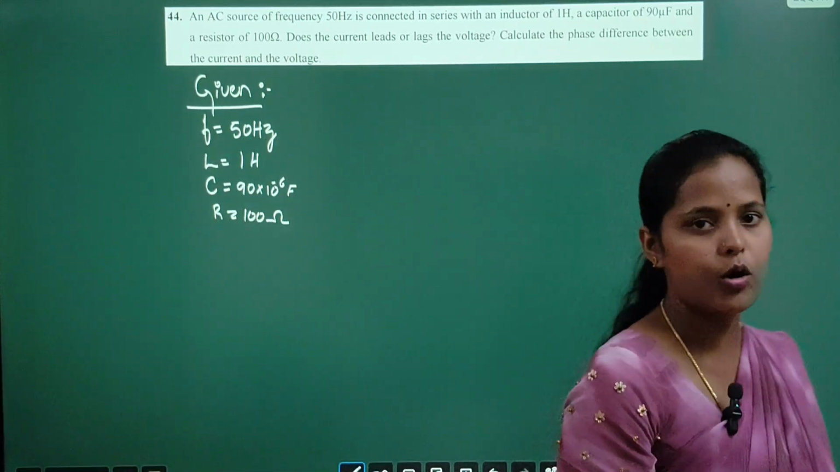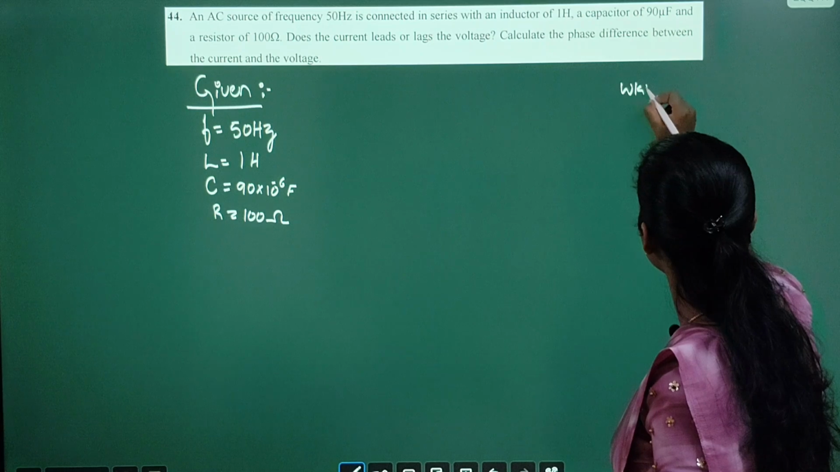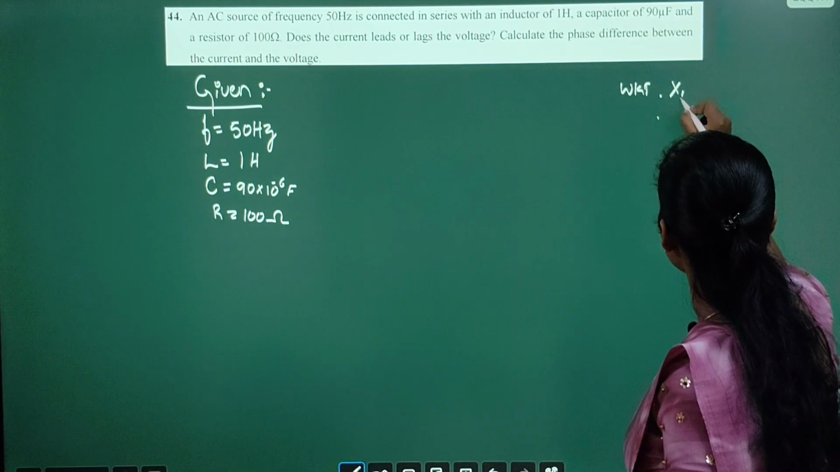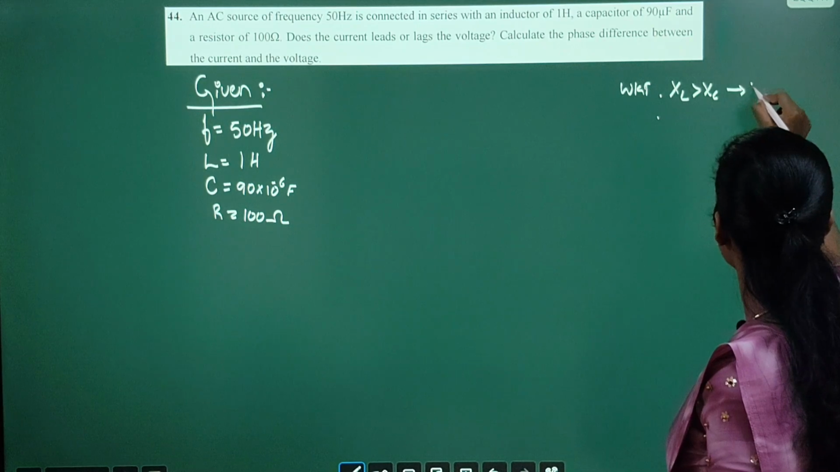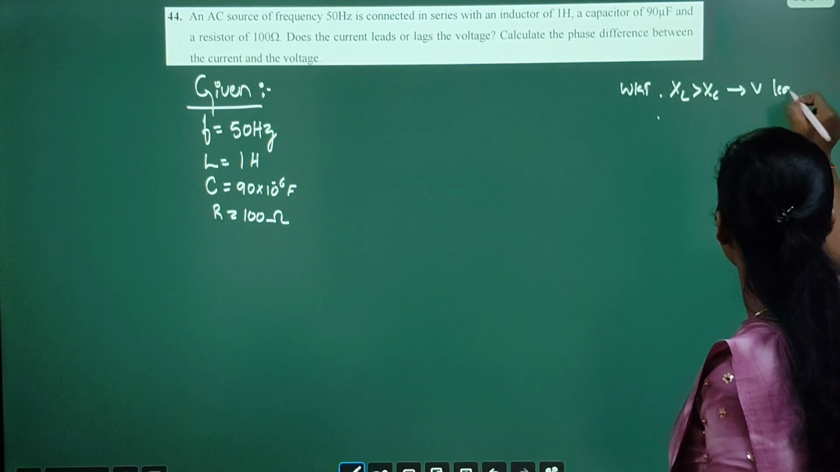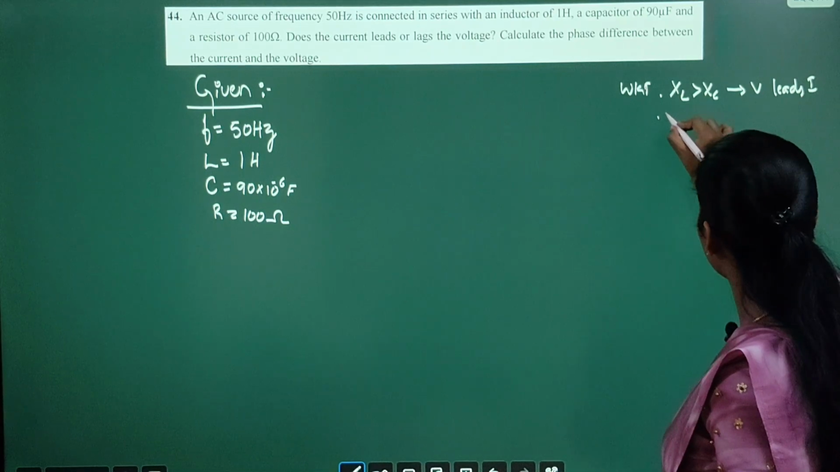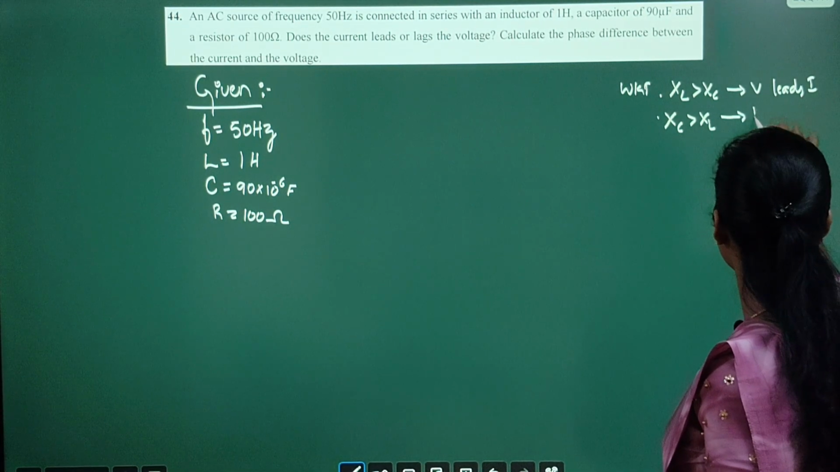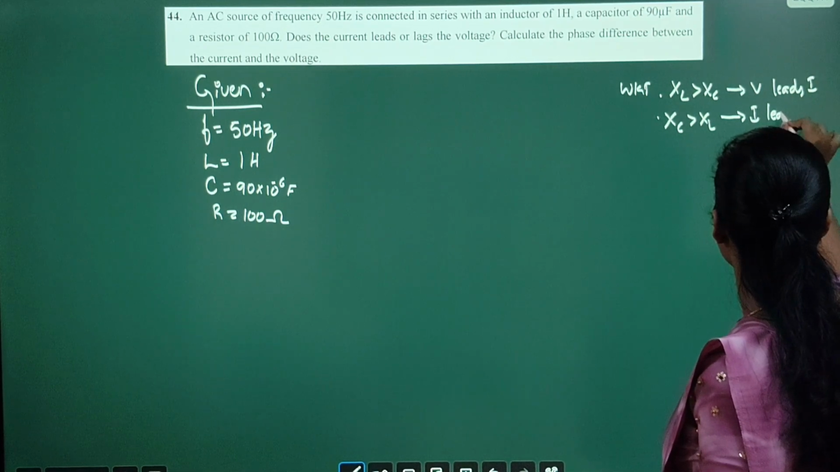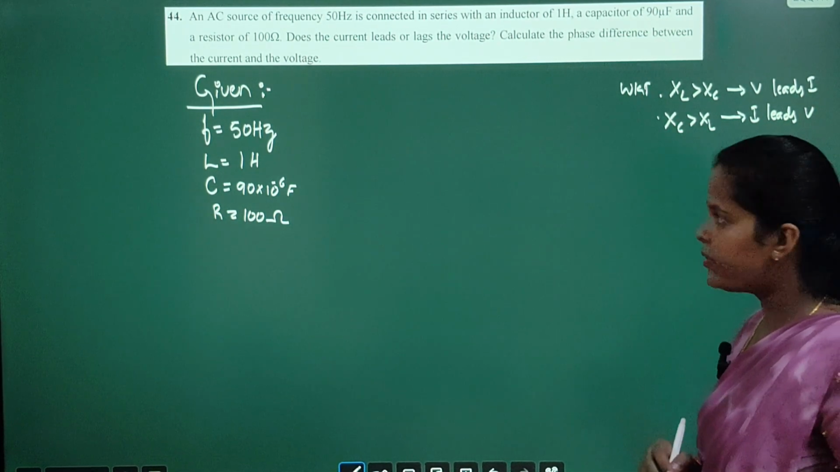Before solving the numerical, we have to know this. We know that if XL is greater than XC, the voltage leads the current. If XC is greater than XL, the current leads the voltage. Remember this point.